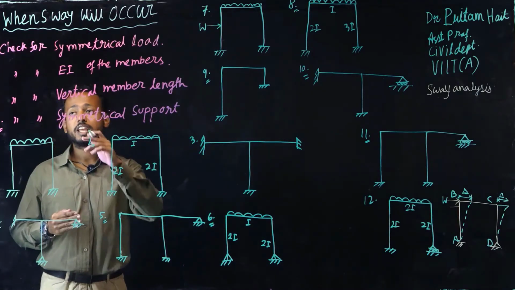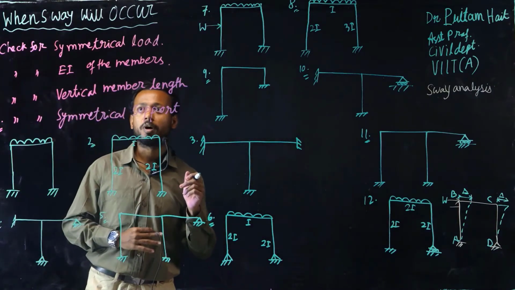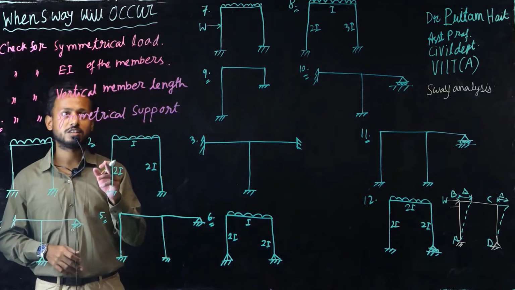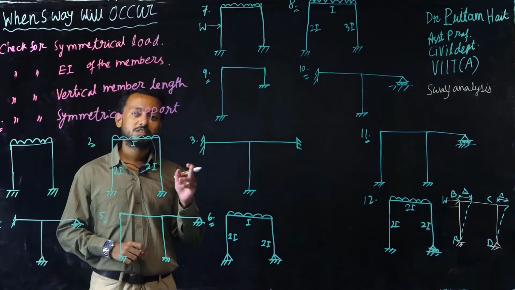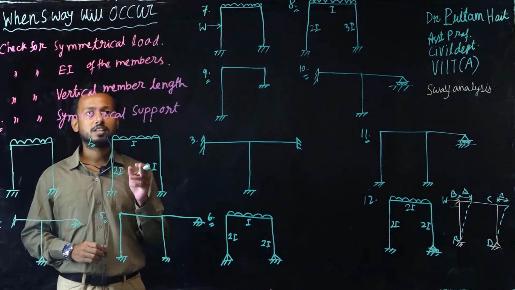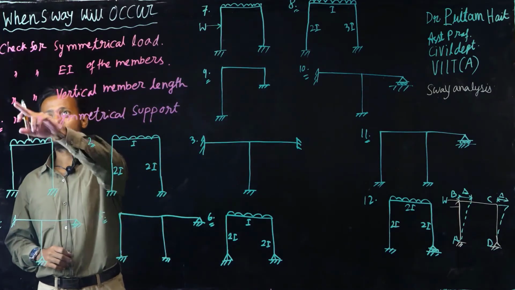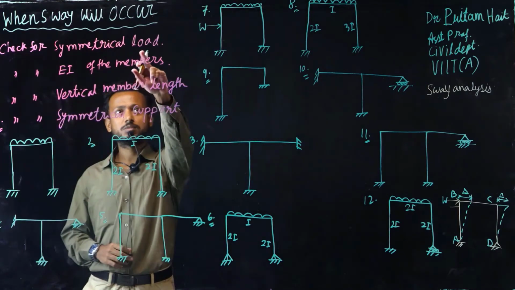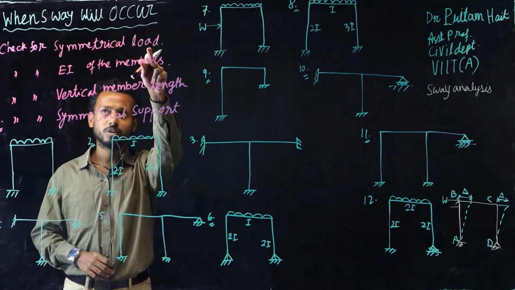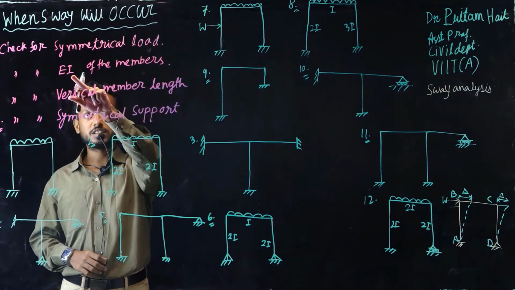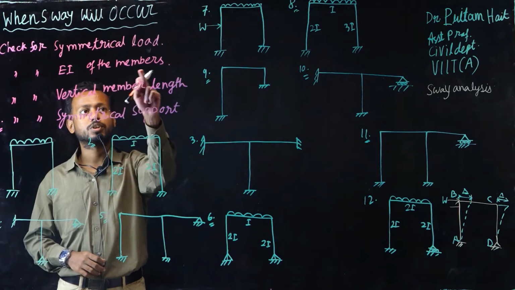Okay, so next point is check for EI, that is the flexural rigidity of the member. If the flexural rigidity is symmetric, the SOE will not occur, else the SOE will occur. So in the first case, if the load is symmetric, then SOE will not occur. If it is unsymmetric, then SOE will occur. If the flexural rigidity is symmetric, then SOE will not occur, and if it is unsymmetric, then SOE will occur.